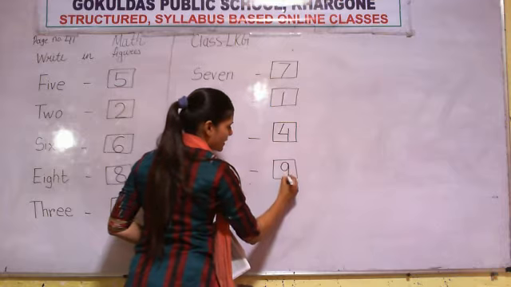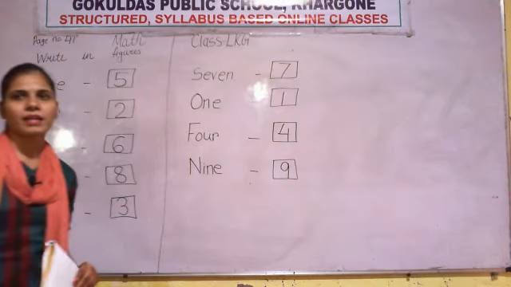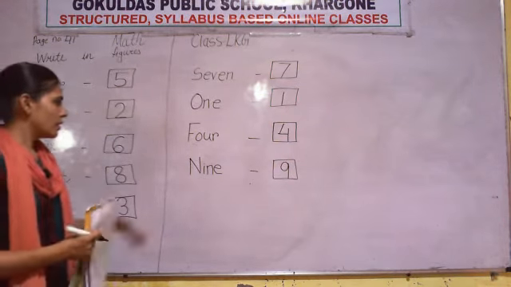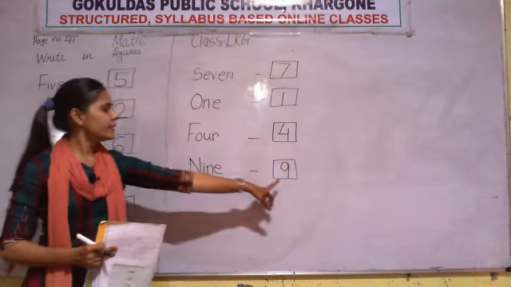Half curve and standing line. This is number 9. N-I-N-E, 9.